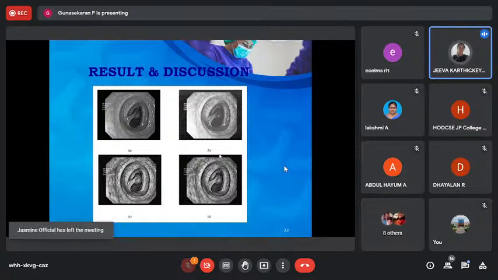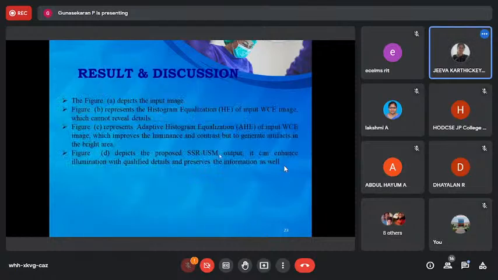Figure D depicts the proposed method, single scale Retinex with unsharp masking. This enhances the illumination content with qualified details and preserves the information in detail. Compared to histogram equalization and adaptive histogram equalization, the proposed method SSR USM provides better illumination contrast and provides detail information as well. So this is the result part of this proposed method.